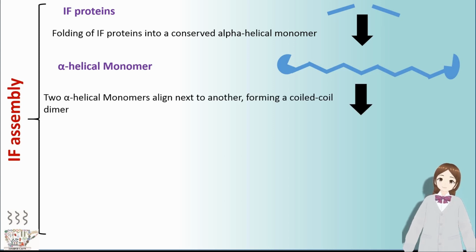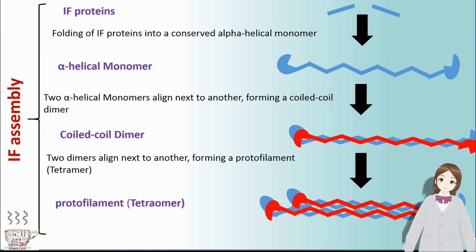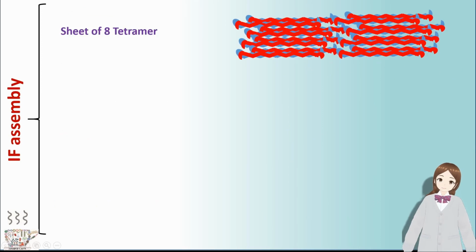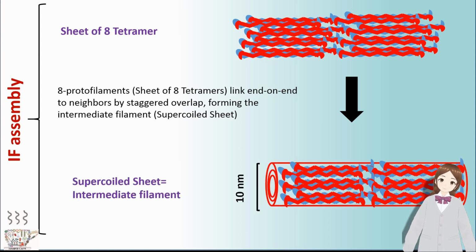Two alpha helical monomers align next to one another, forming a coil called a dimer. Then two dimers align next to one another, forming a protofilament or tetramer. Two tetramers align next to one another, forming a sheet of 8 tetramers. Finally, 8 protofilaments, or a sheet of 8 tetramers, link end on end to neighbors by a staggered overlap, forming the intermediate filament or supercoiled sheet.